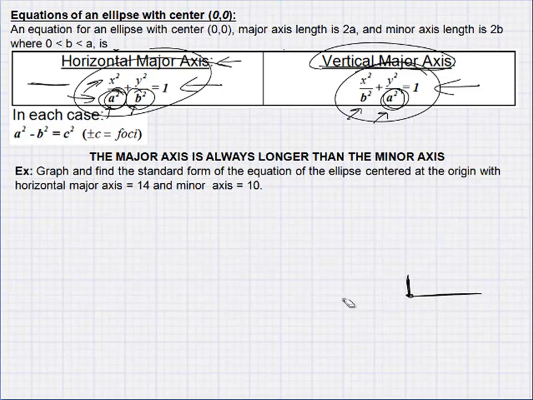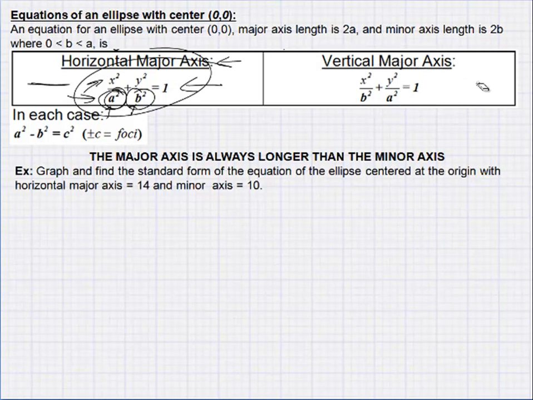Something to remember here is that when you're looking at this equation, A is always the bigger number. So you're literally looking to see, is the bigger number under the x or is the bigger number under the y, as to what kind of ellipse you have.